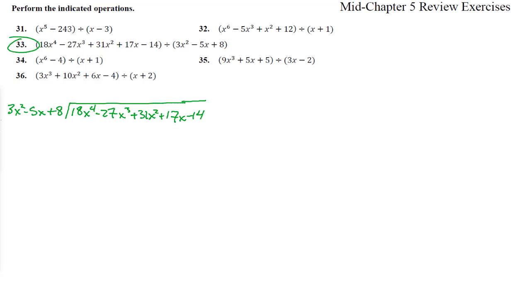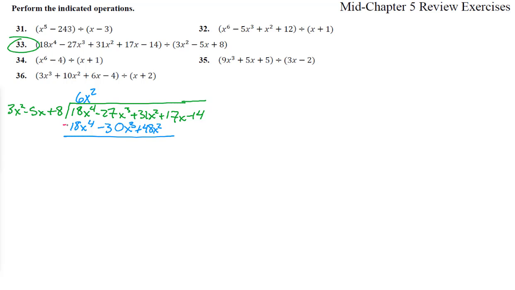Let's start moving left to right. Let's get a different color so we can keep it separate from the problem here. 3x squared goes into 18x to the fourth. 3 goes into 18 6 times, and x squared goes into x to the fourth x squared times. Now if we multiply this, we'll get 18x to the fourth minus 30x cubed, right? 6 times negative 5, and then 6 times 8, that's plus 48x squared.